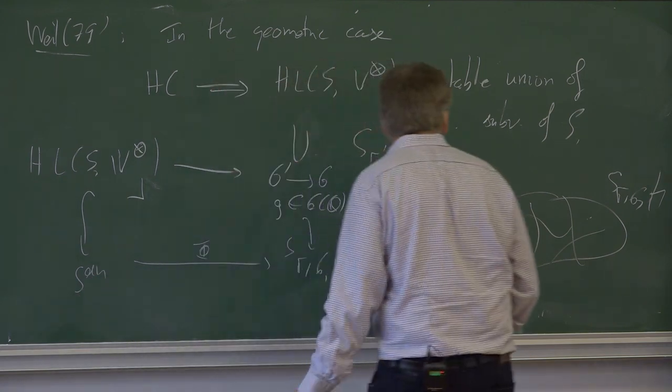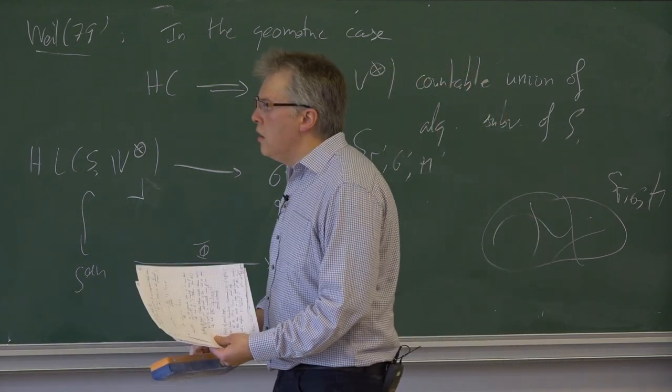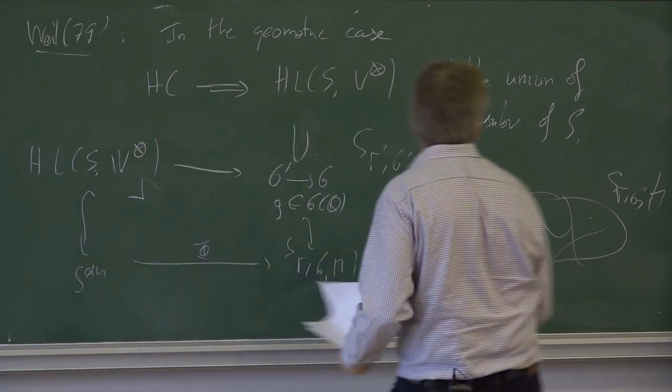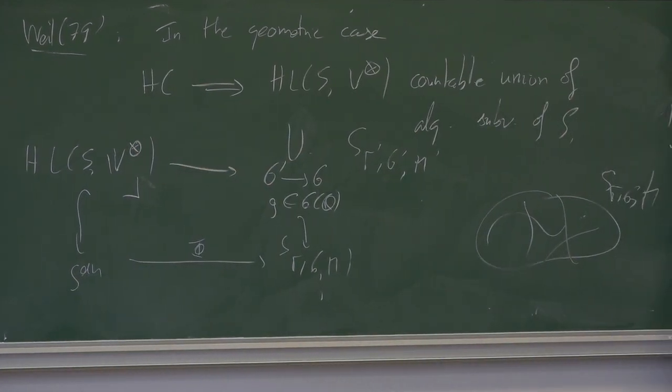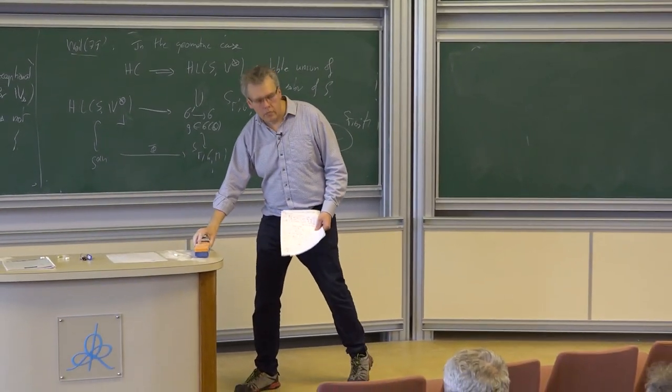And you know that the map from S_{Γ',G',M'} to S_{Γ,G,M} is essentially a subvariety of it. There is some properness to be taken into account, of course, and also finiteness of fibers. Okay. Yes.